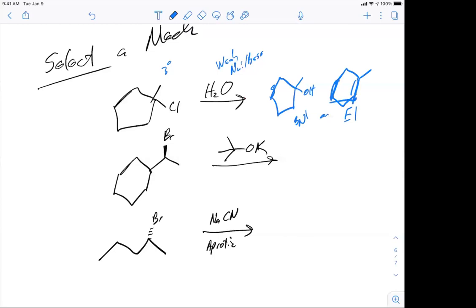Second one, we have a good base, poor nucleophile. Why is it a poor nucleophile? Because it's bulky, right? It's sterically hindered. So in this case, I'm going to get E2. Right, and in this case, because that's the bulky, I'm going to get the Hofmann alkene.